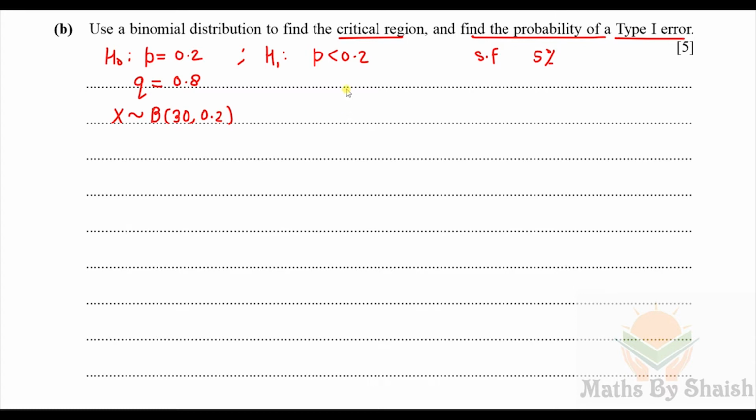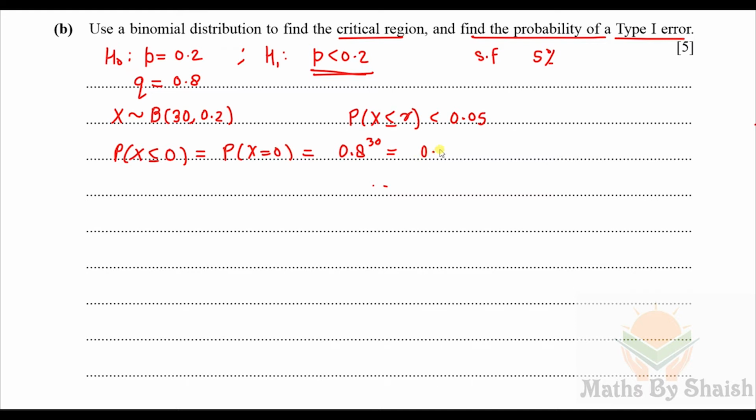Now we can find the critical region if, for some r, the probability that X is less than r is less than 0.05, that is 5%. So we need to find this r. For that we need to calculate one by one, because they have not given the test value. Since it is a reduction, we are searching for the smaller values. So we'll start with P(X ≤ 0), meaning X = 0. The 30C0 is one, so it is 0.8 to the power 30. And this value is very much smaller than 5%. So we'll check the next value.